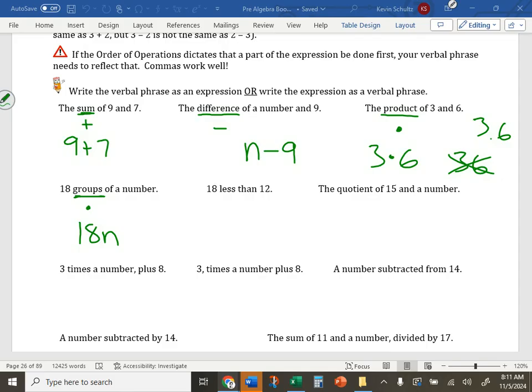We can only do it when you have a number and a variable, so we don't get confused if it's a 3 and a 6. 18 less than 12, we talked about this one. This is the tricky one.